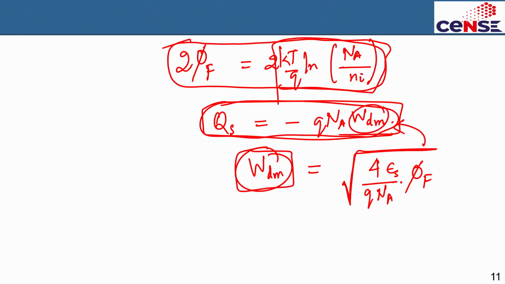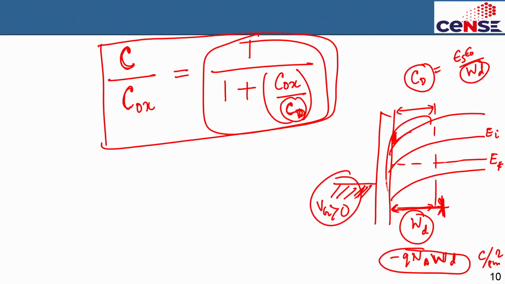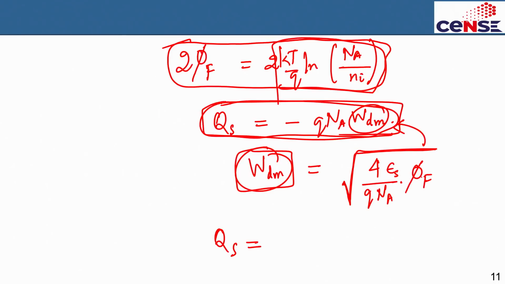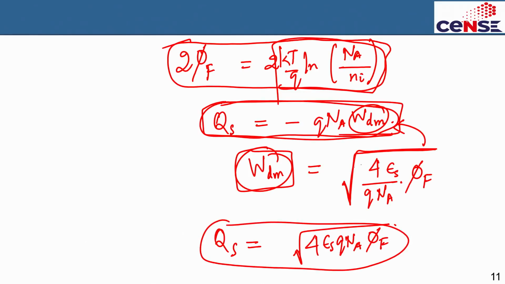Once you put this value here, you will get the charge in the depletion. This Qs essentially is the charge that is stored in the depletion. So Qs will turn out to be something like, I guess, square root of 4 epsilon_s q N_a phi f. It will come out something like that. So that is your total charge that you store in the semiconductor. This is the maximum depletion width. You will have an inversion. This is the total charge stored in strong inversion.